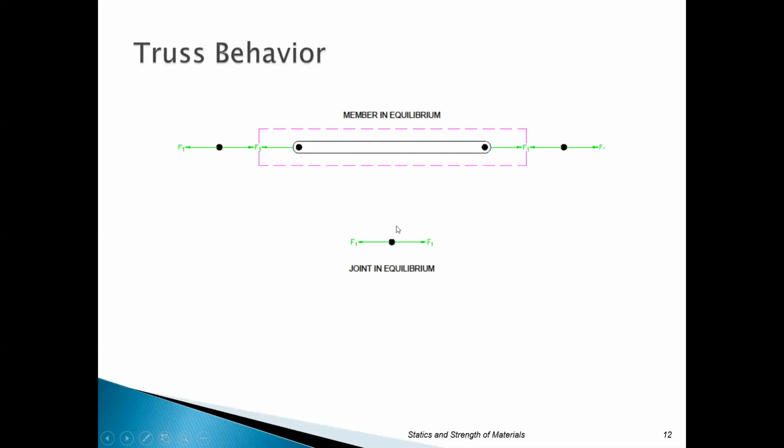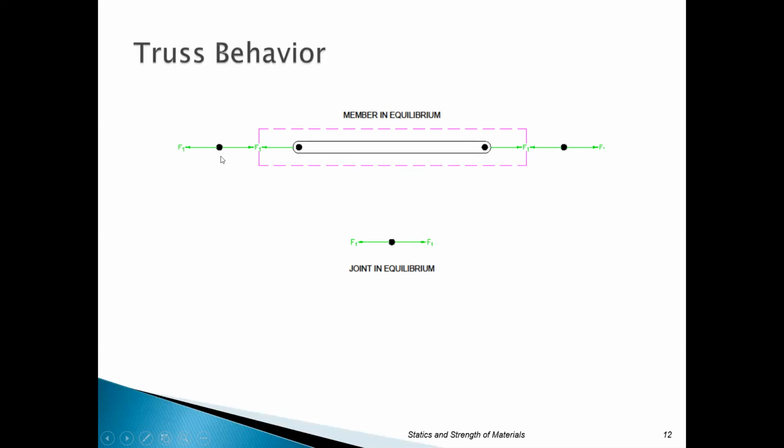But we may have another member into that joint. So we're just looking at one unique piece right here. Okay, we'll see how this works as we get into this. All right. The one thing that's really important to understand is that if the joint looks like it's in tension, then the member also is in tension.